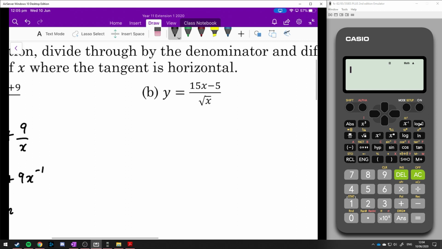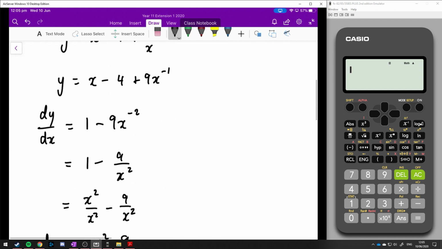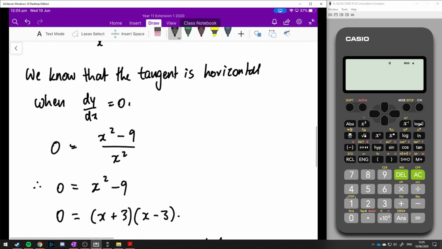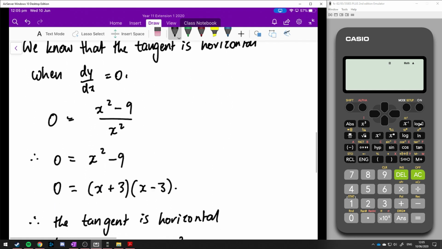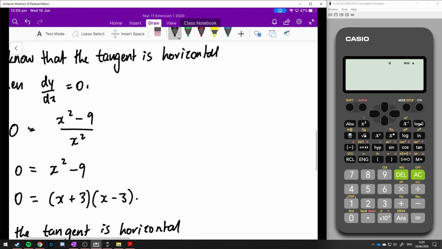Okay. So just a reminder, we know that tangent is horizontal when dy/dx equals 0, so we just make it equal to 0. If we move the x squared across to the other side, it's 0 times x squared, so we get 0 is equal to x squared minus 9, and then we just solve it from there.